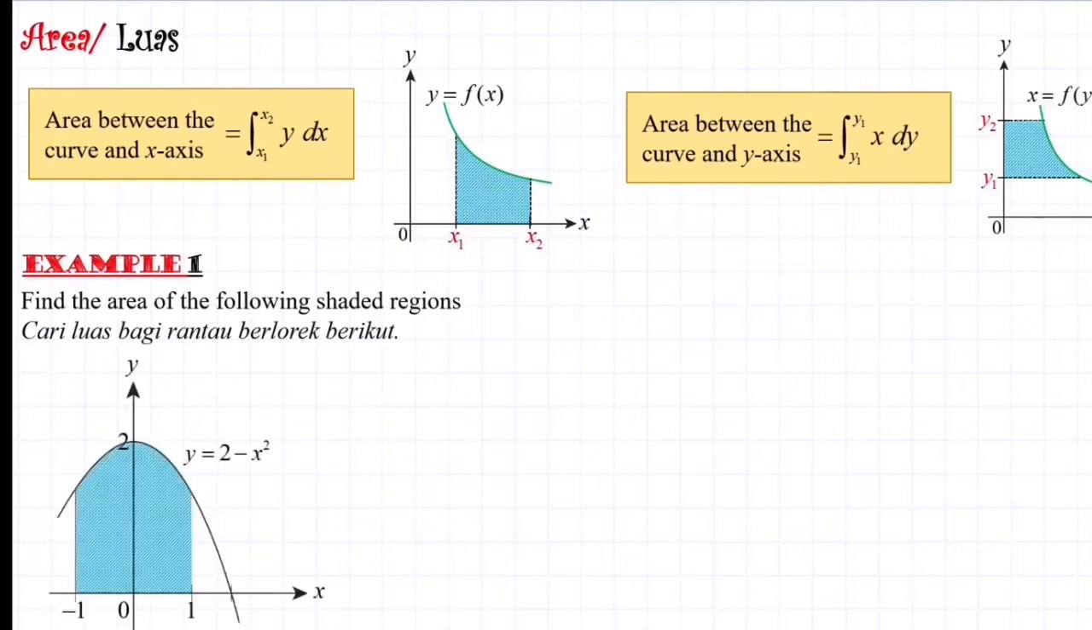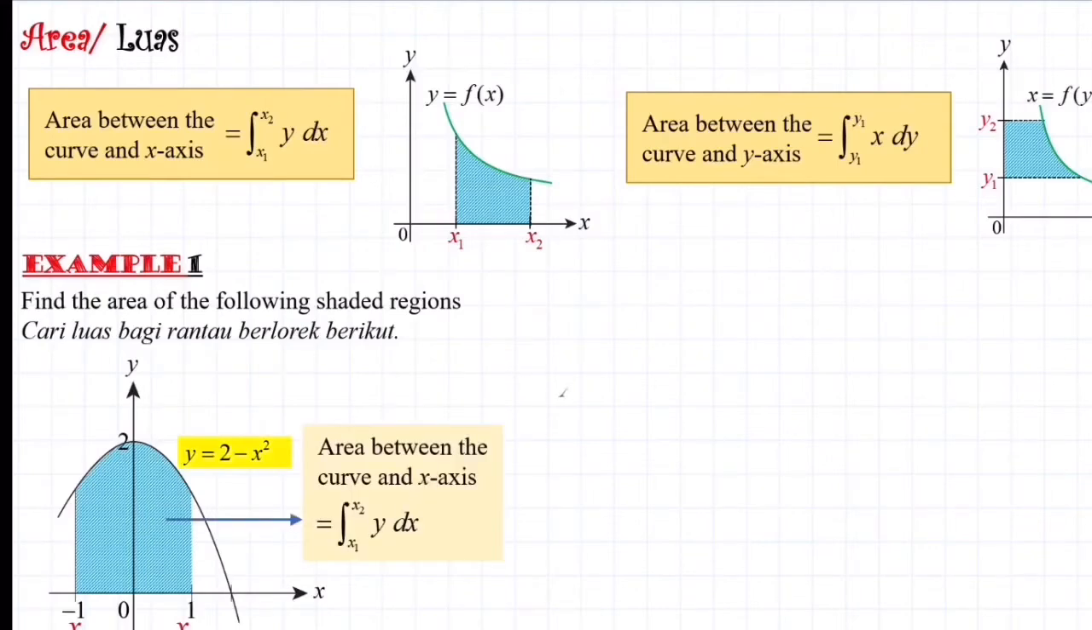You are given a curve with y given. Because the graph is bounded by the x-axis, you see the blue region, the boundary, or sempadan, is at the x-axis. So we will use the formula: area is equal to the integral from -1 to 1 of the function. The function is y equal to 2 minus x squared.